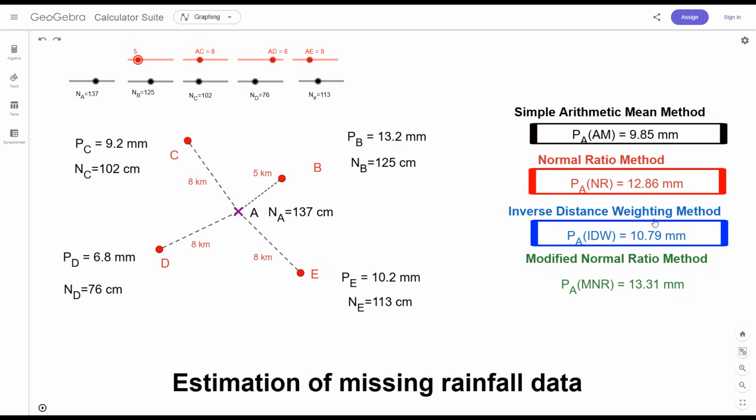Inverse distance weighting method increases to 10.79 millimeters because station B is closer, giving its recorded precipitation, 13.2 millimeters, a higher weight. Modified normal ratio method adjusts to 13.31 millimeters. MNR combines both spatial proximity, represented by distance, and historical climate data, represented by normal rainfall, giving us the most comprehensive estimate among the four methods. This visual demonstrates how spatial distance and normal rainfall directly impact the estimation method.